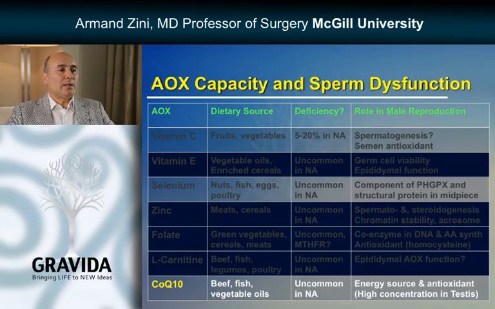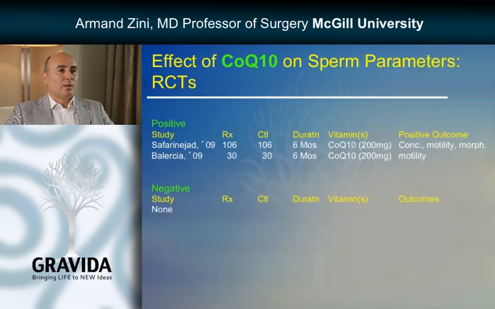Deficiency of CoQ10 is uncommon in North America, but it has not been studied extensively in the context of infertility. There are 2 randomized controlled trials of 6-month duration that show a beneficial effect of coenzyme Q10 on concentration, motility, and morphology. No negative studies. So this is a promising agent and has been introduced in many of the clinical scenarios to treat male infertility.